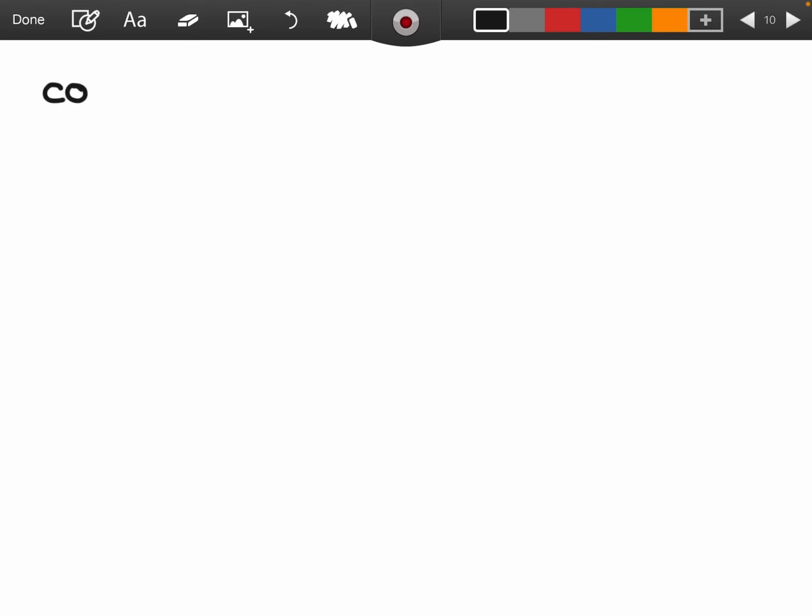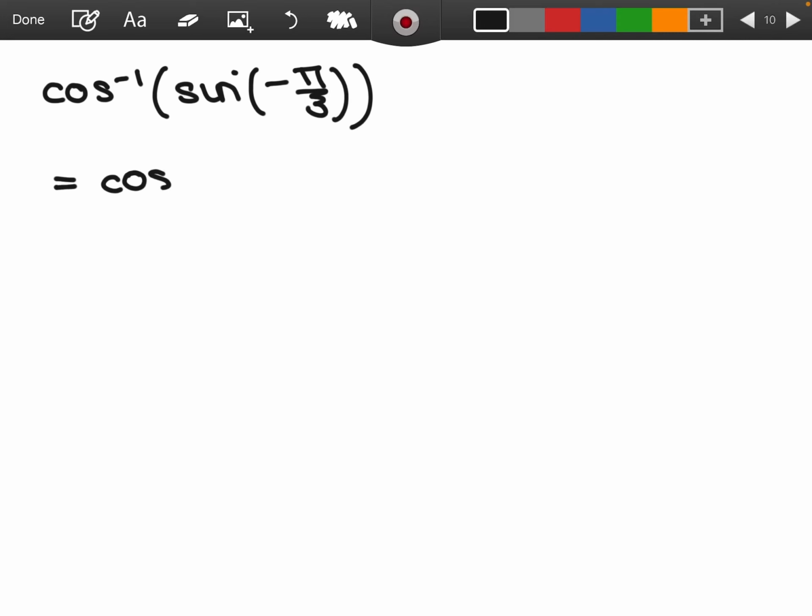Let's look at what happens if I do the inverse of one function with another function. This time I'm going to look at cosine inverse of sine of negative pi over 3. Sine of negative pi over 3: if you look at the coterminal angle to negative pi over 3, you're going to get 5 pi over 3. So it's sine of 5 pi over 3, which is negative the square root of 3 over 2.